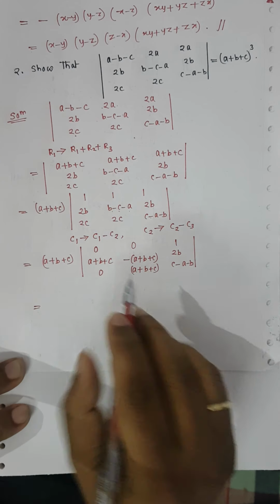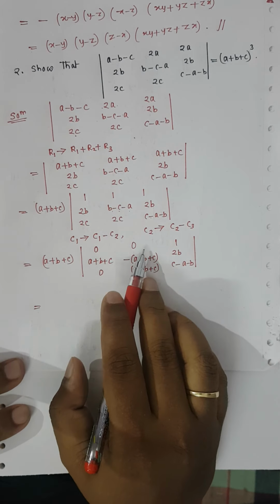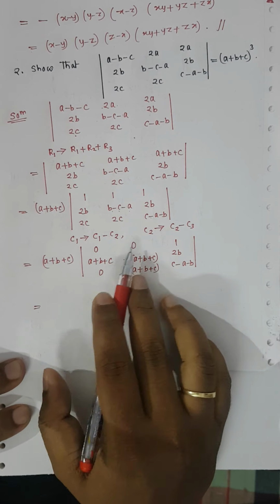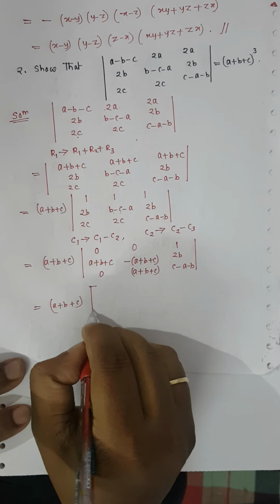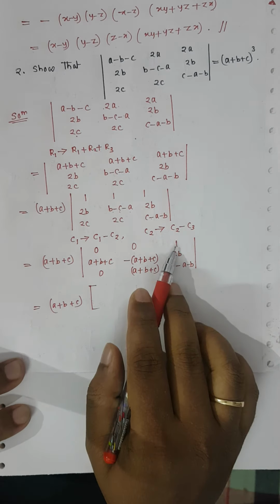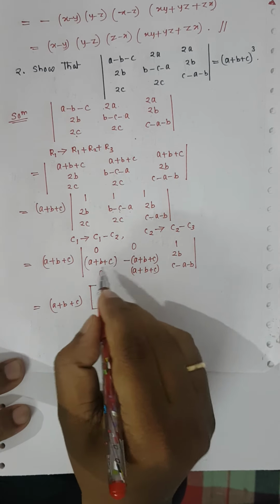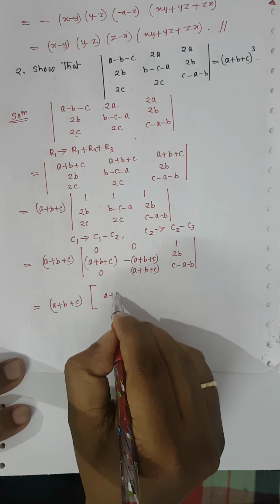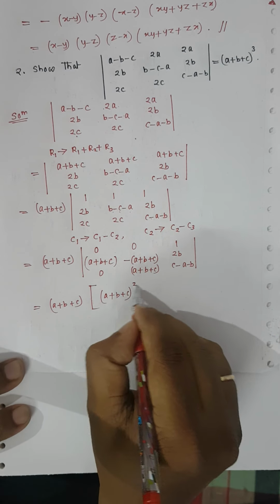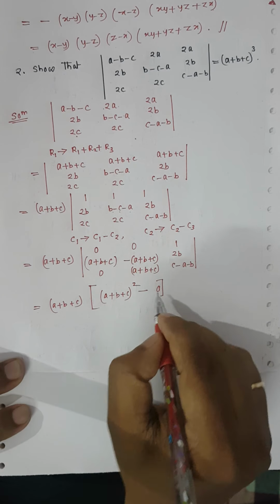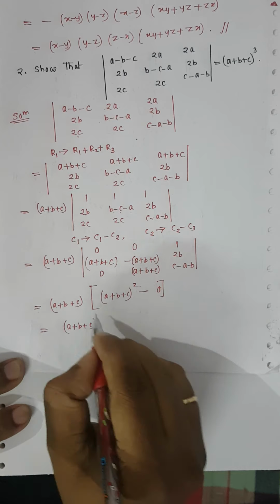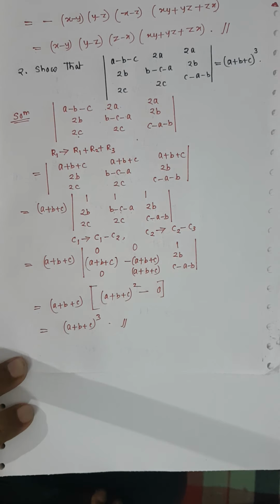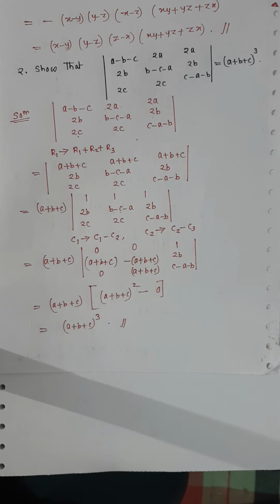Now if I expand along row 1, because row 1 has more zeros, I will have a plus b plus c times 1 times anything is that thing. So 1 into (a plus b plus c) into (a plus b plus c) gives (a plus b plus c) whole square, minus 0 into this 0. So the result will be (a plus b plus c) whole square into (a plus b plus c), which is (a plus b plus c) whole cube. This is a simple question. This is also a question of the NCERT book.